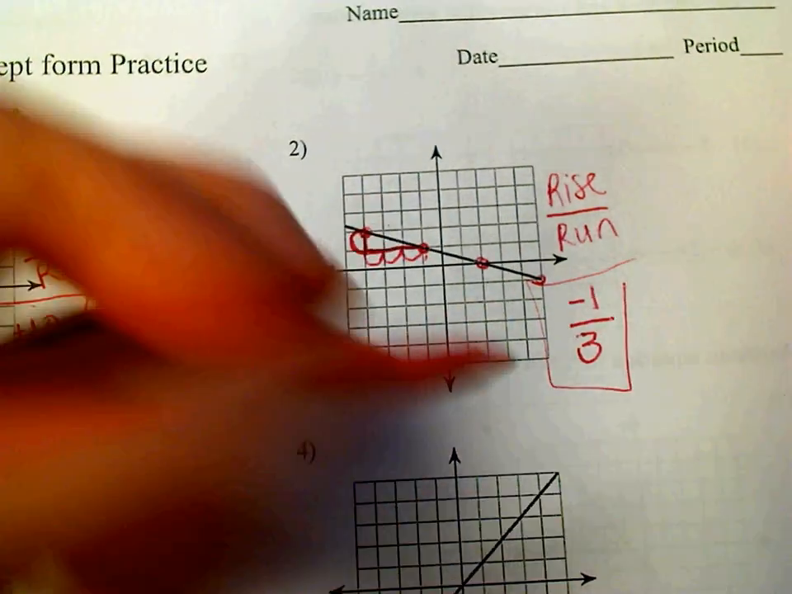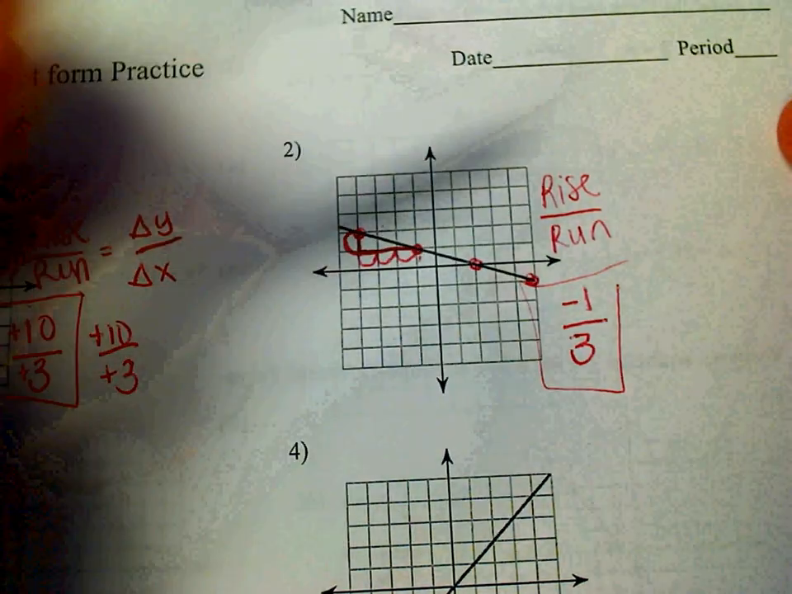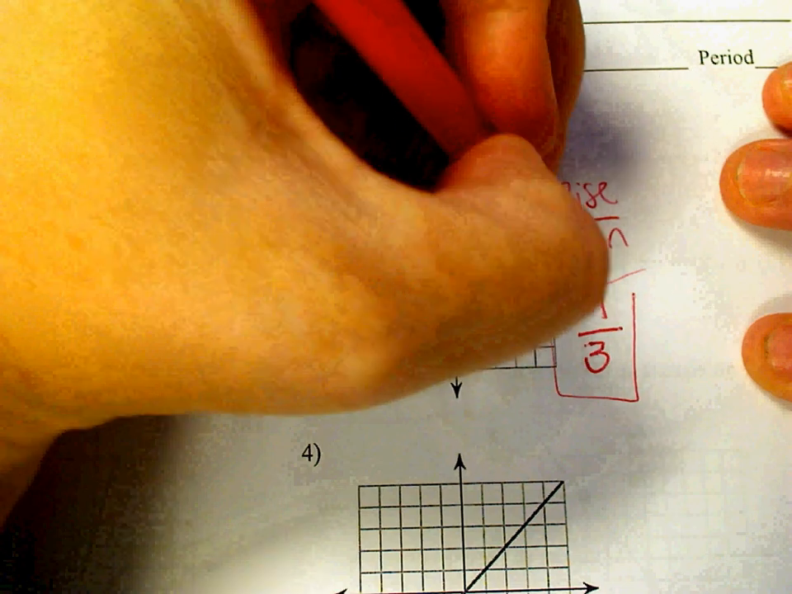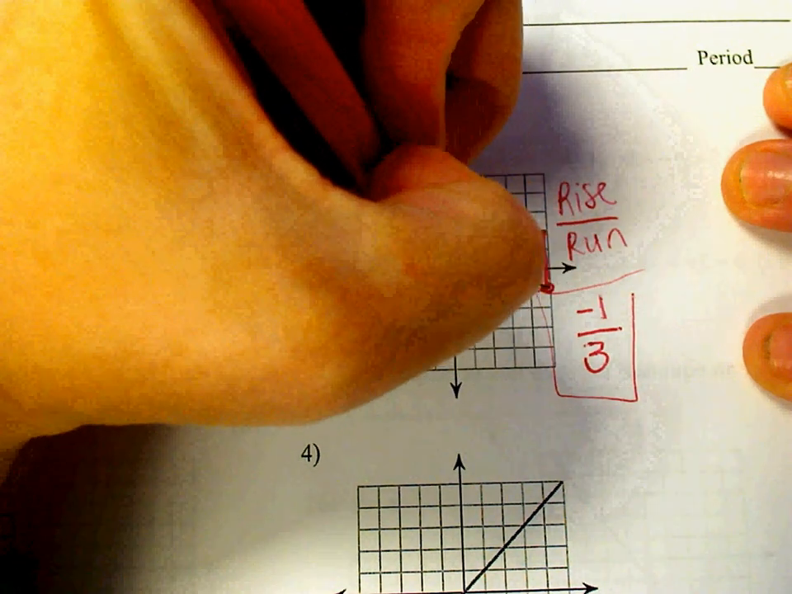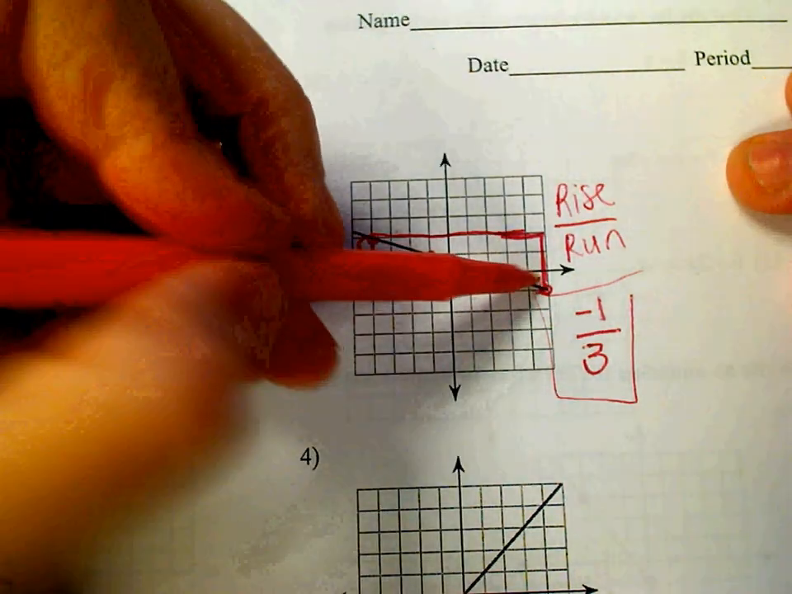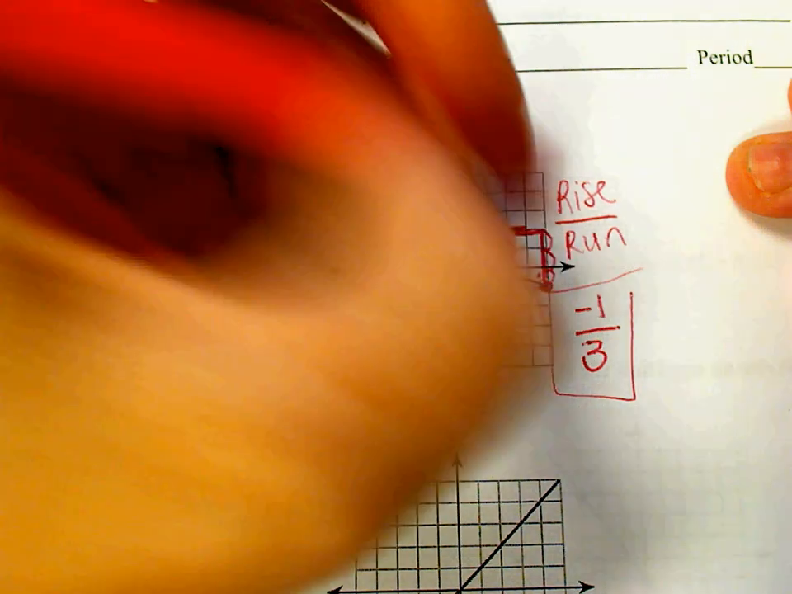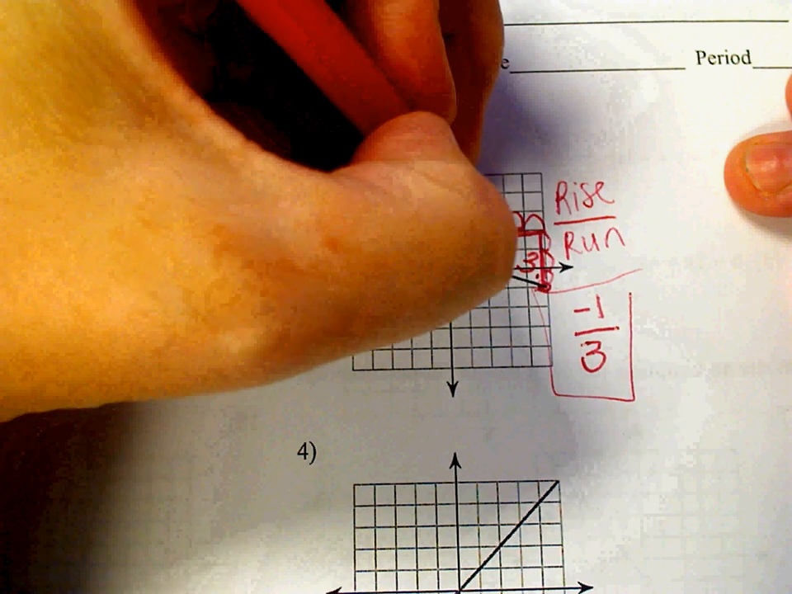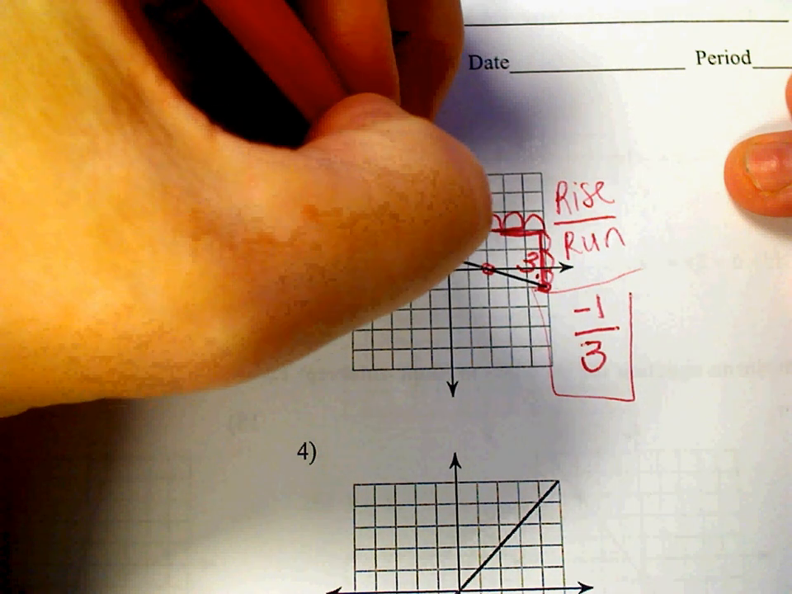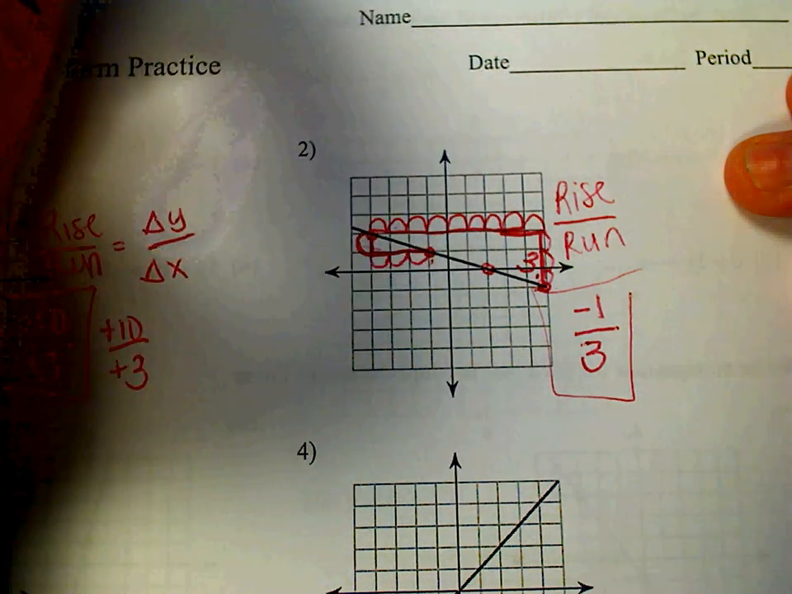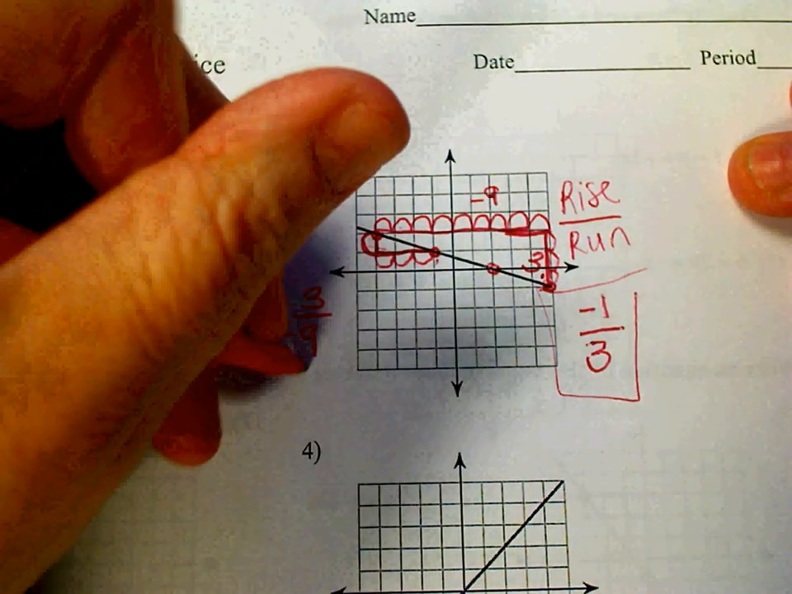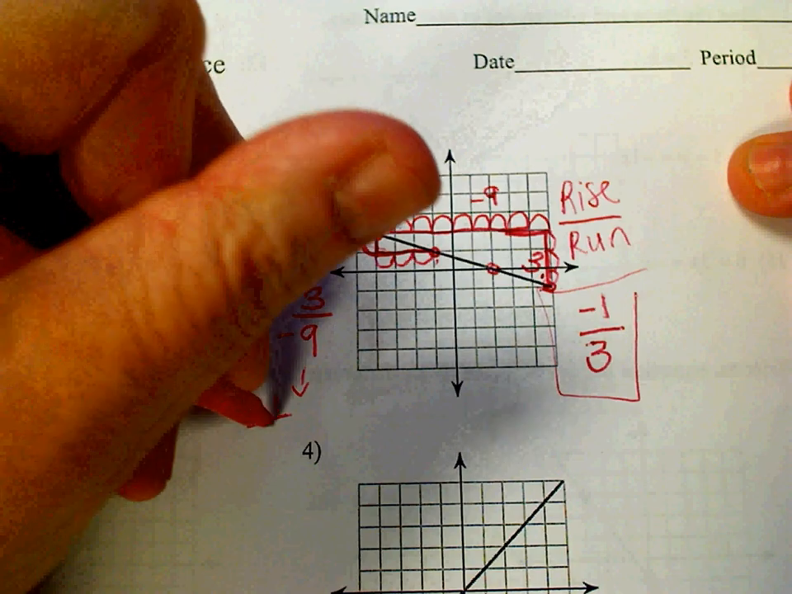If we wanted to use this point and then this point all the way up here, all you have to do is make a triangle and then make a ratio. So we go up 3, positive 3, left 9, and so that would be 3 over negative 9, which simplifies to negative 1/3 also.